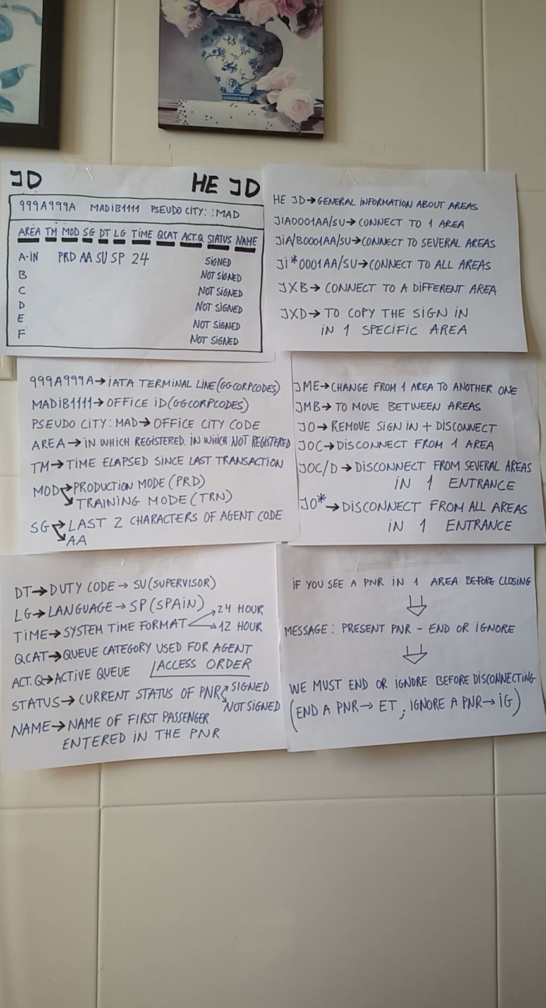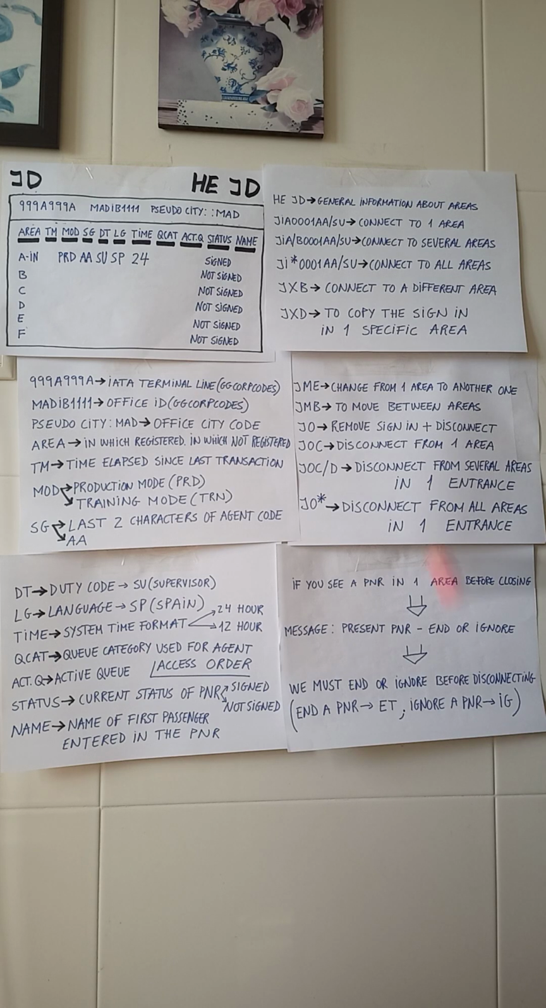JI asterisk 0001AA/SU is used to connect to all 6 areas simultaneously. In this case, the only thing we have to write after the JI is an asterisk.